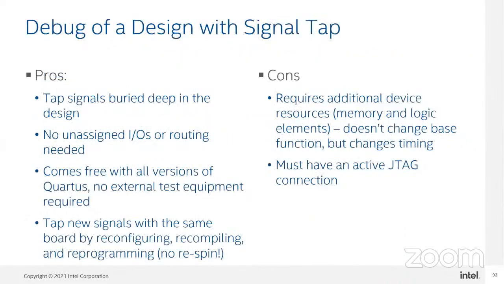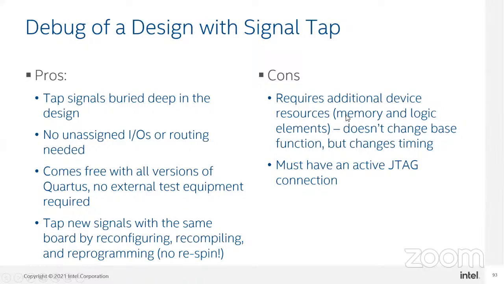Okay, how do we do this? What are the pros? The greatest advantage is that we can tap signals very deep in the design. No unassigned IOs or routing needed, and it comes free with all versions of Quartus. Therefore, no external test equipment is required. And we can tap new signals with the same board by reconfiguring, recompiling, and reprogramming. We don't need to do a respin. That is the greatest advantage.